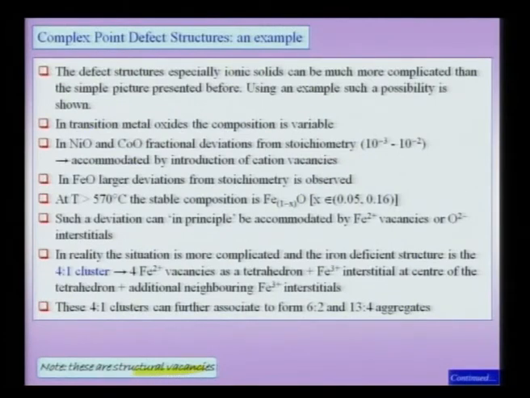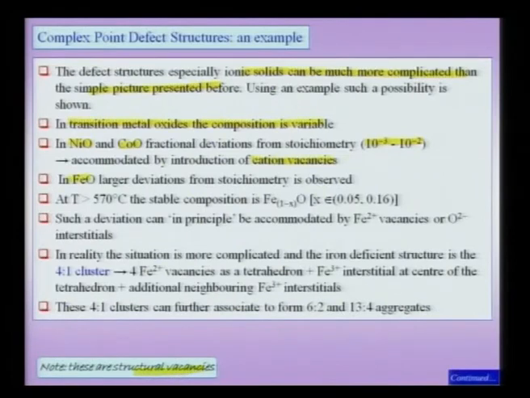structures in ionic solids can be much more complicated than the simple picture we have seen in some of the examples before. One possibility we consider here is the case of transition metal oxides, wherein the composition is variable. For instance, in nickel oxide and cobalt oxide, the deviation from stoichiometry could be pretty large, about 1 in 100 or 1 in 1000, and this typically is accommodated by the introduction of cation vacancies.